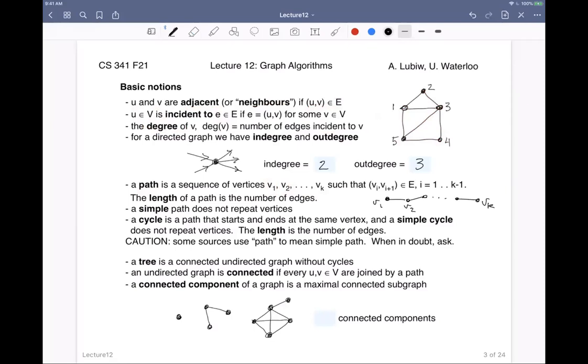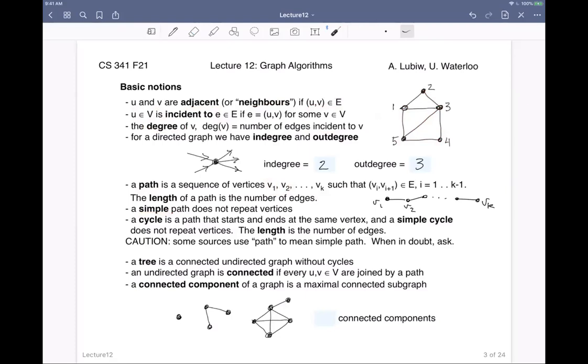The length of a path is always counted by the number of edges. So not the number of vertices, but the number of edges. So the number of edges in a path will be 1 less than the number of vertices in the path. And we say that a path is simple if it does not repeat vertices.